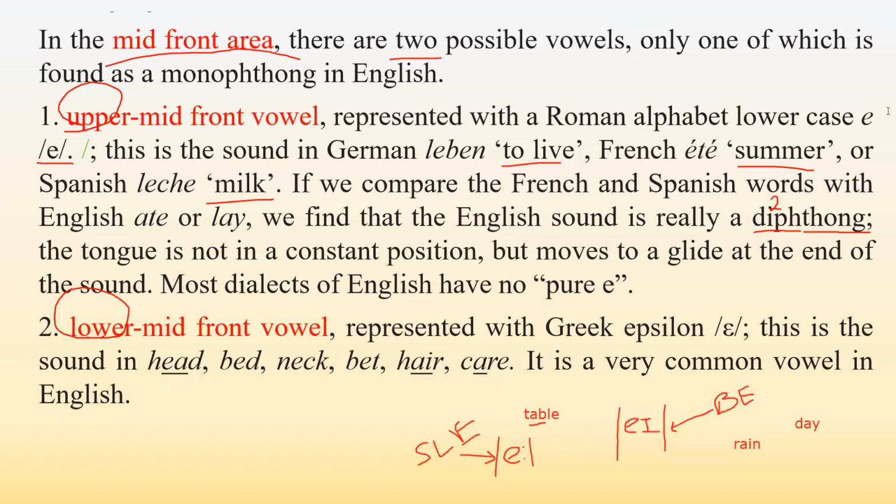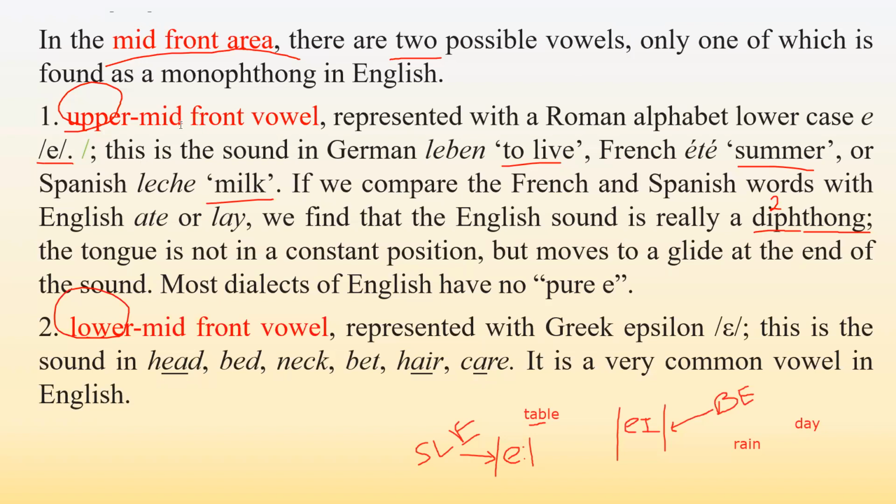So that is what we say here. It moves to a glide at the end of the sound. Glide means a kind of changing from one position to another position. Actually, it's the tongue that is moving when we say a diphthong. Most dialects of English have no pure A, just like the British dialect. Sometimes they have the pure sound, but most of the time there is a glide involved. But in the Sri Lankan English dialect, of course, mostly we have a pure A. So that differs from dialect to dialect. Dialect here means English dialects.